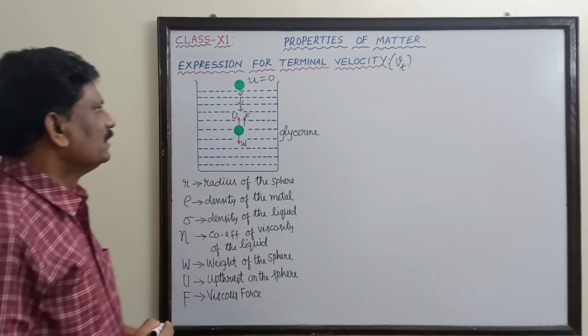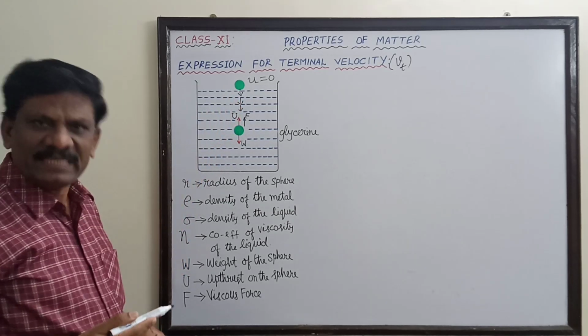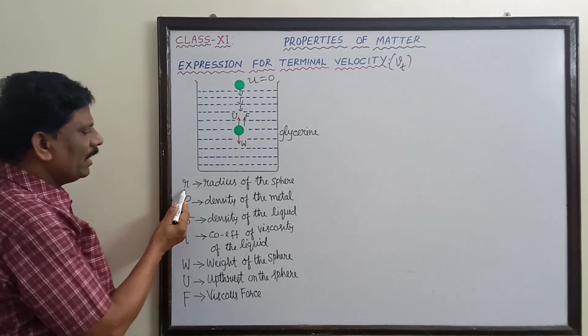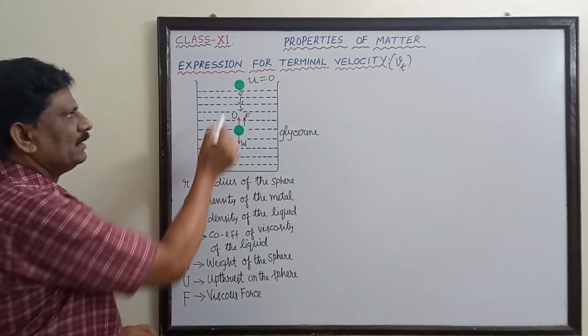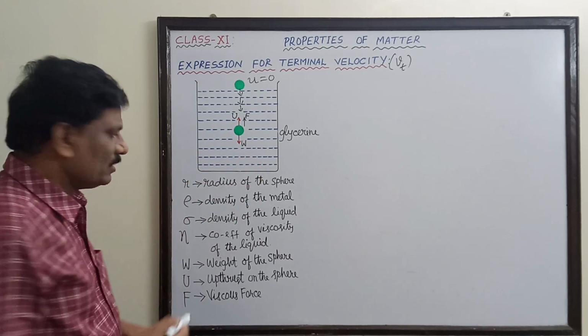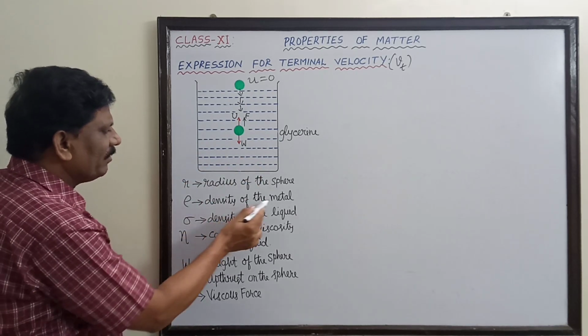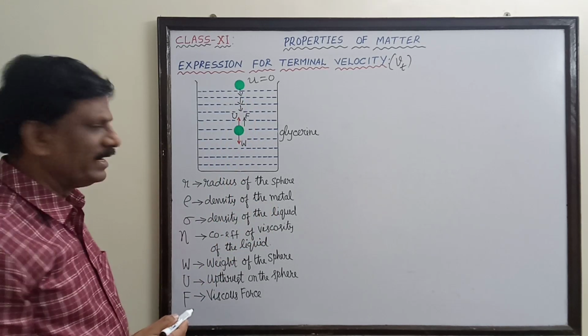Okay. Now, in this picture, I have shown a metallic sphere, and let R be the radius of the sphere. Then, since it is a metal, it will have a greater density than the liquid. So, let rho be the density of the metal with which the sphere is made up of.